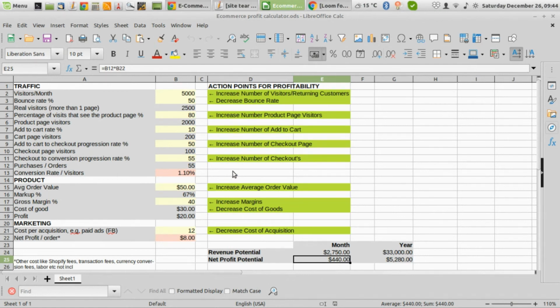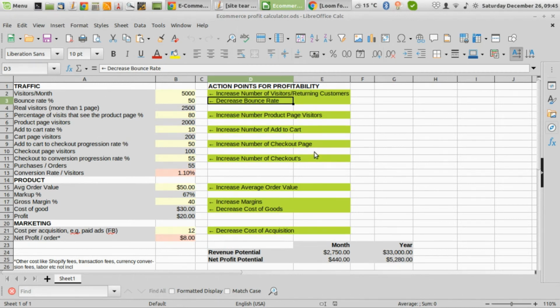All of these green boxes give you an indication where you can increase or decrease your key performance indicators to increase your net profit at the end of the month. So obviously here with the visitors of the month, quite easily we want to get more visitors. The easiest way to get visitors cheaper is getting returning customers. Then we want to decrease the bounce rate.